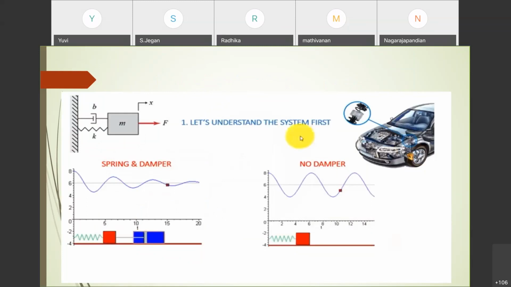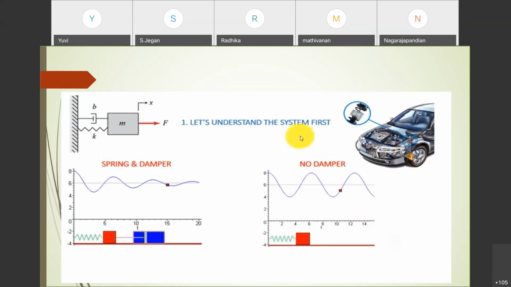It's very important to understand how the system behaves with a damping element and without damping. First, let's talk about no damper. As I told you before, when force is applied to the mass, the spring will store the potential energy and release it back to the mass. Because of that, the amplitude is not going to reduce, and it keeps doing it forever.